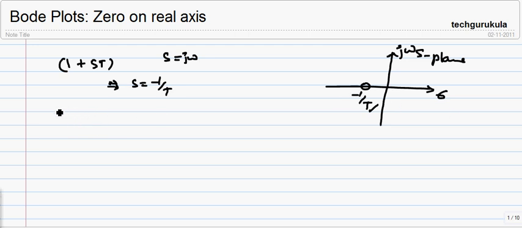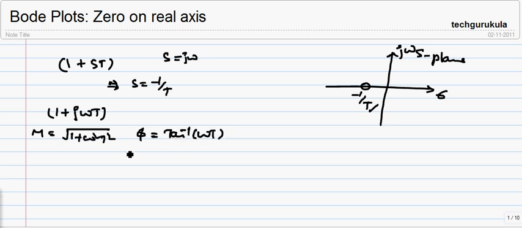Now the function to look at is 1 plus j omega T. For this we can write the magnitude as square root of 1 plus omega square T square, and phi as tan inverse of omega T, right? And if you want to write the magnitude in dB, that's what we'll be interested in, we write it as 20 log base 10 of square root of 1 plus omega square T square.